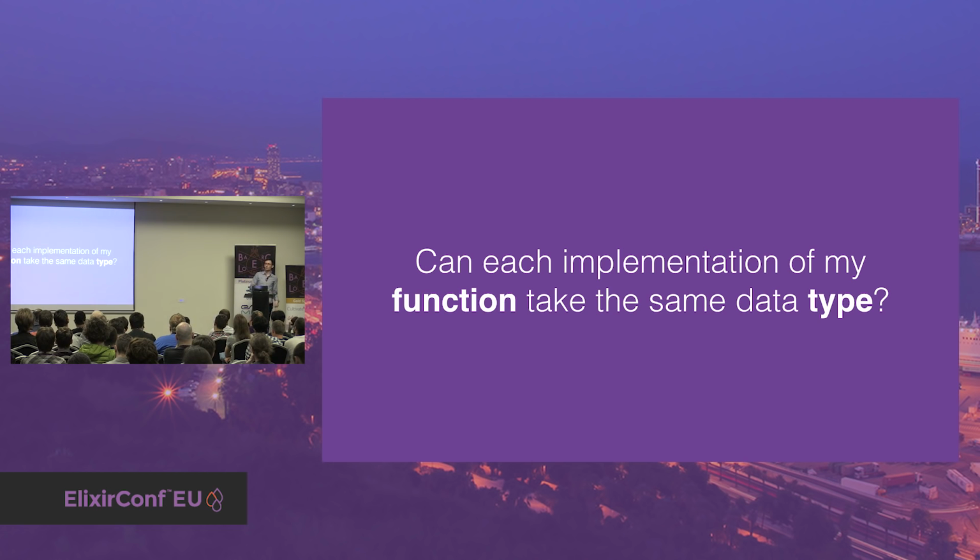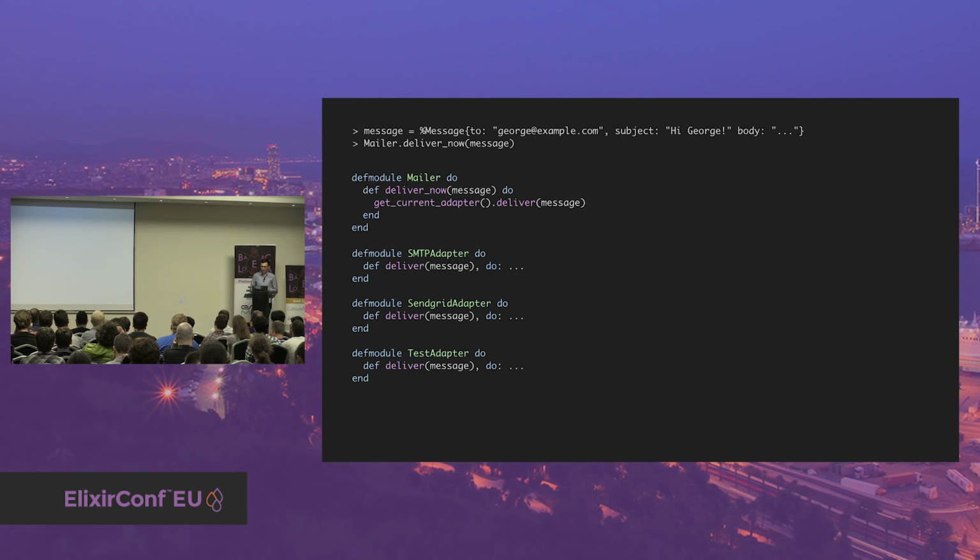And a behavior, by the way, for those who might not know, is just a way to define a specification for a module that says this module needs to implement these functions in order to implement this behavior. And it doesn't say anything about data. It's strictly about functions. OK, so let's say that we want to write a library to send emails. Here we've got a message, and it's got a to and a subject and a body, standard things you would have with an email. And we want to have a mailer that's going to deliver our message.